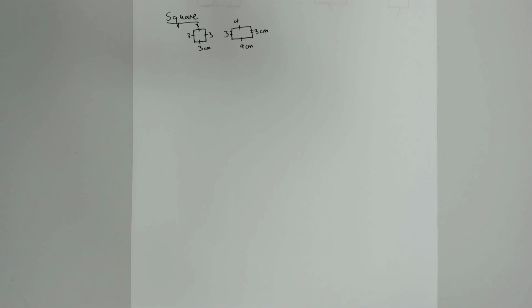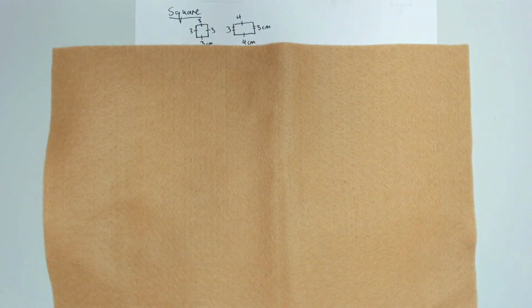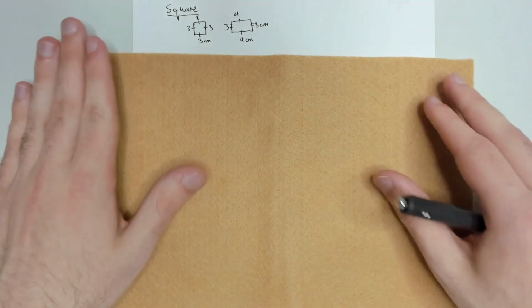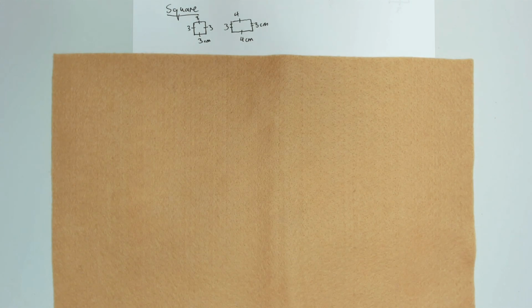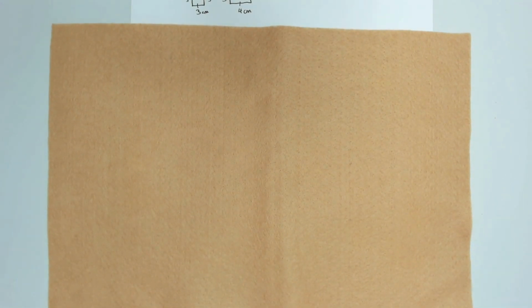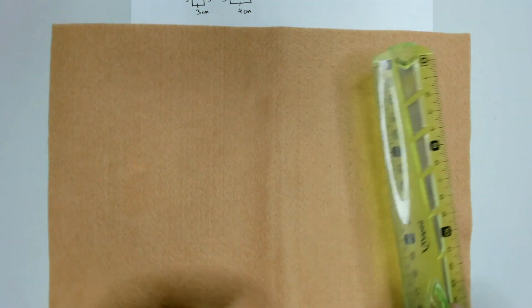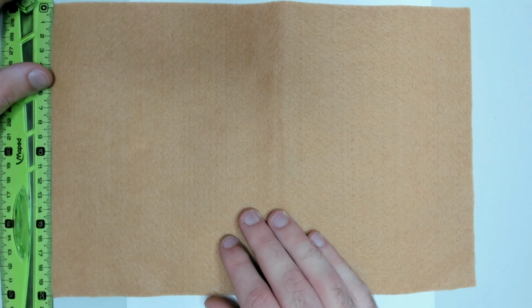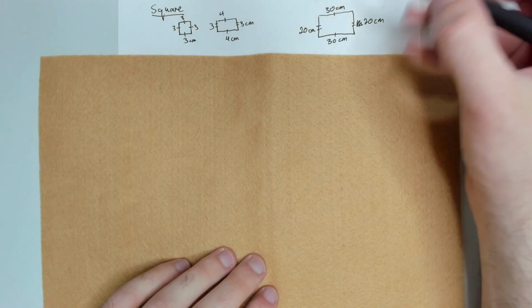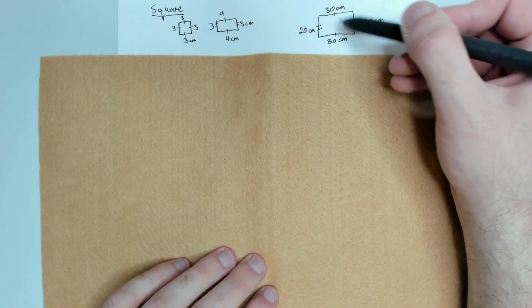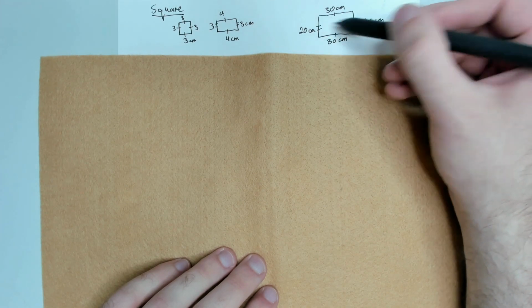What I'm going to do now is I'm going to say, all right, I have this piece of fabric here. Nice brown piece of fabric. And what I want to do is split this up into a square. I want to make a square out of this. Now, if I measure this, I'll see it's about 30 centimeters along the top and roughly 20 centimeters along the side. All right, so we can draw this out. We get a rectangle that's 30 centimeters on the top and bottom and 20 centimeters on the sides.